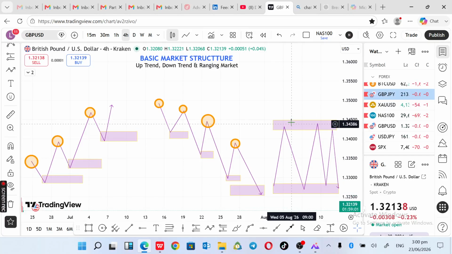So the market started from here, pushed here, created a high, came here, created a low. Fine. So we would expect that the next high it creates will be lower than this, so that it will be giving us lower highs and lower lows.